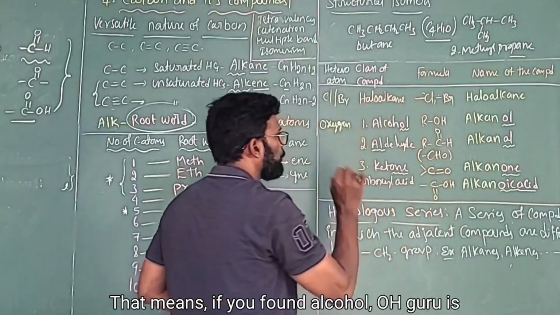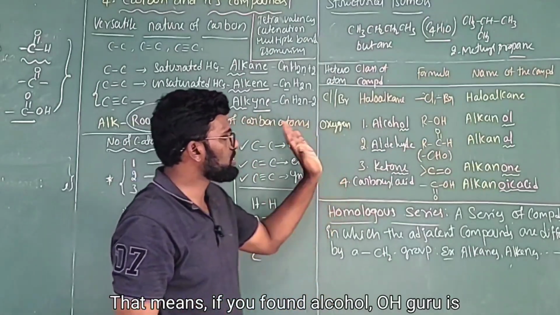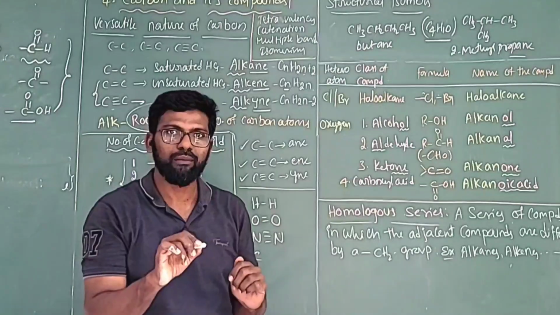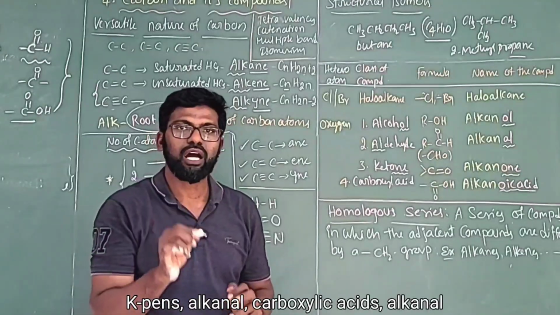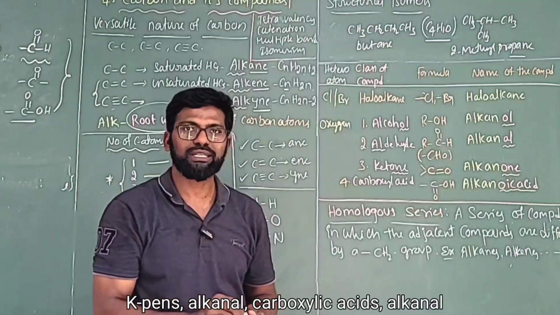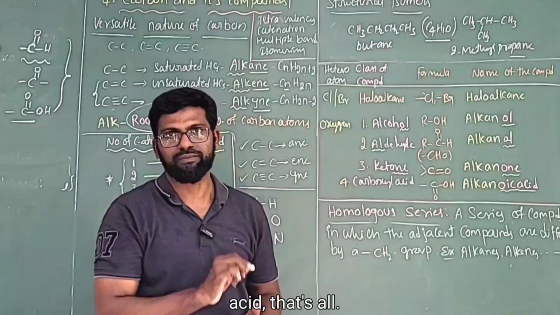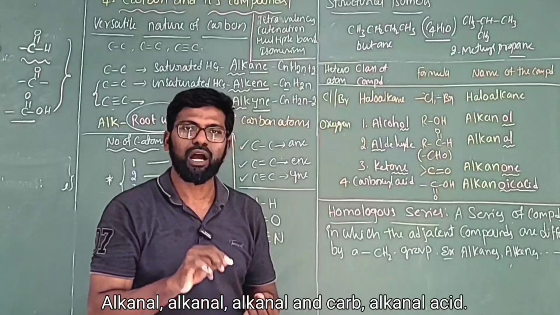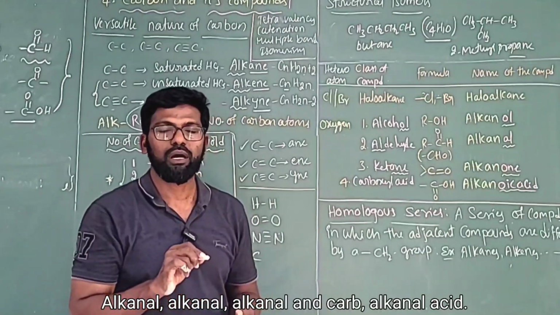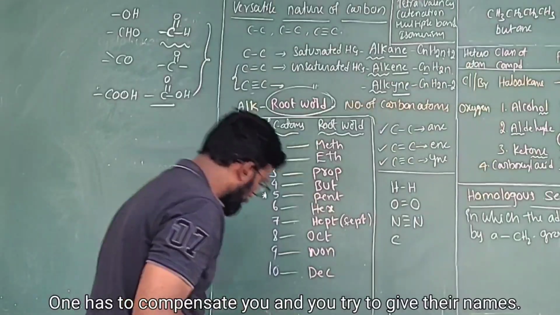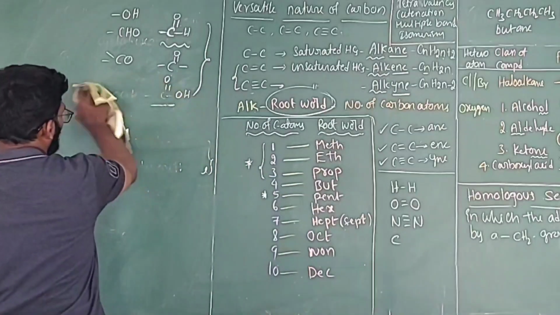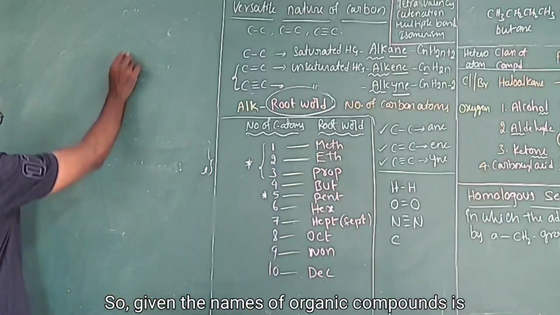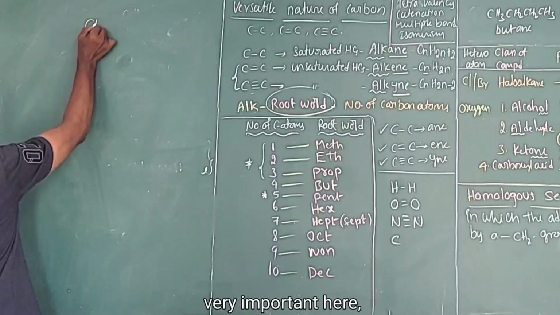That means if you find an alcohol OH group, its name will be alkanol. Aldehydes, alkanal. Ketones, alkanone. Carboxylic acids, alkanoic acid. That's all. Alkanol, alkanal, alkanone and alkanoic acid. One or two compounds I will give and you try to give their names. So giving or knowing the names of organic compounds is very important here.